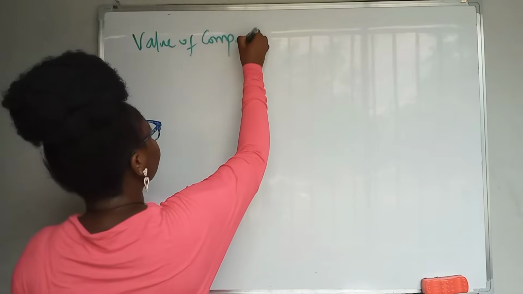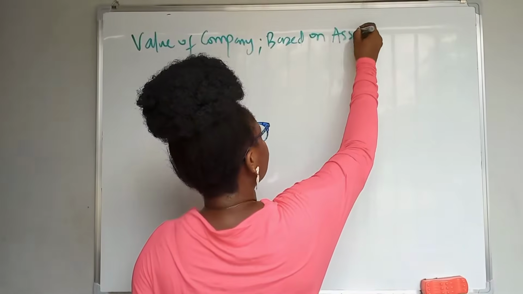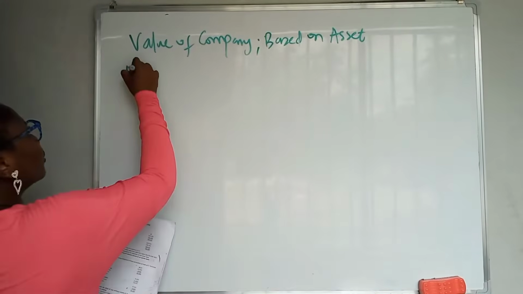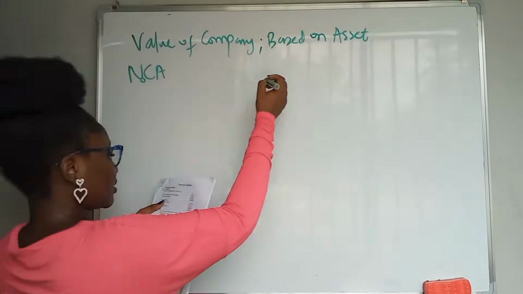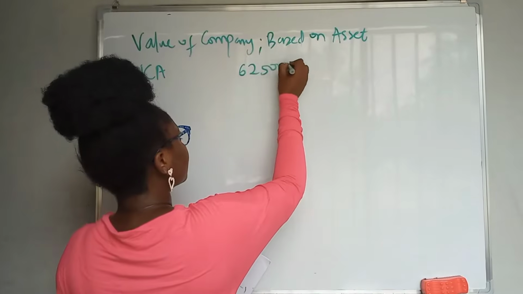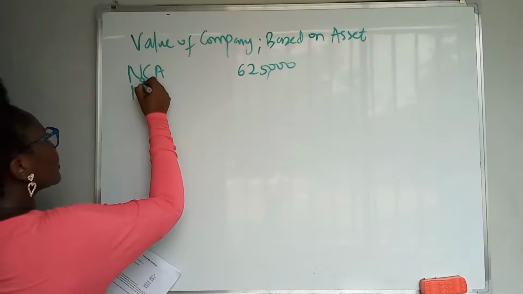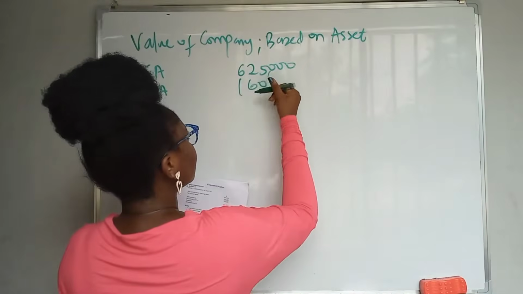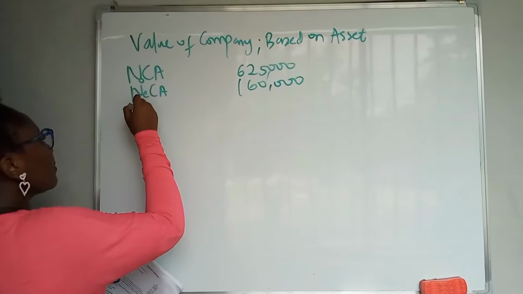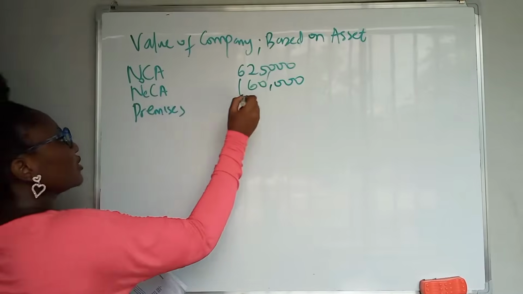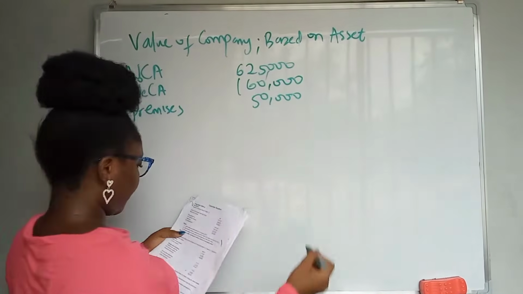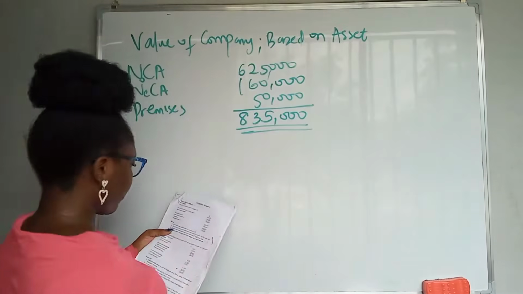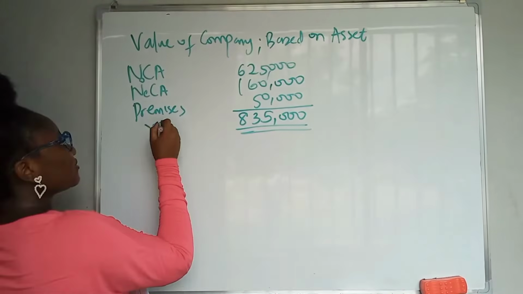Get the value of the company first based on assets. So you check your balance sheet. The non-current asset is 625,000, and then the net current asset 160,000. Then add the premises that was not added, 50,000 naira. So that's the total assets, 835,000, right? So now that you have the total assets, that's the value of the company.